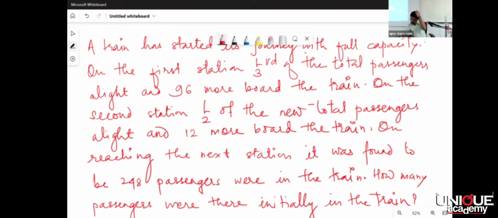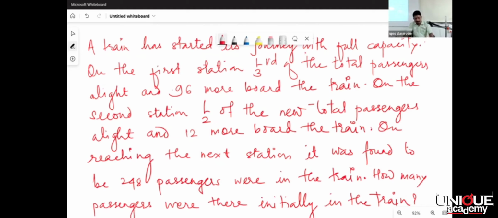Okay. So we'll discuss. All of you have gone through this question. You have remembered that a train has started its journey with full capacity initially, at the departure, whatever may be the total number of passengers, that is nothing but the capacity of the train. On the first station, 1/3 of the passengers alight, and at the same time on the same station, another 96 have entered the train.